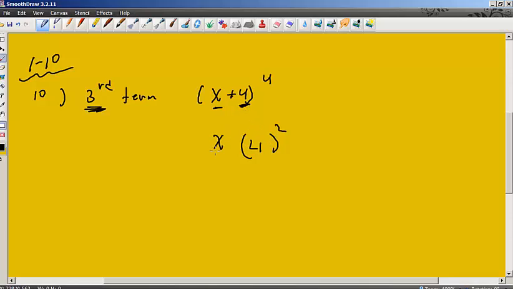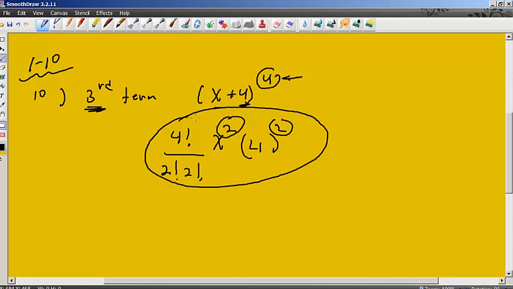And the x, this power here, depends on this power. But remember, it's got to add up to 4, so that's got to be 2 also. And then my factorial is 4 factorial on the top, because it's a 4th power. And then the bottom factorials come from these two exponents, so 2 factorial, and then you are done. If you try to simplify and make a mistake, I'll take points off. If you leave it there, you get full credit.